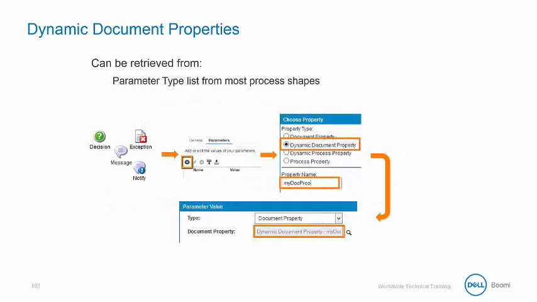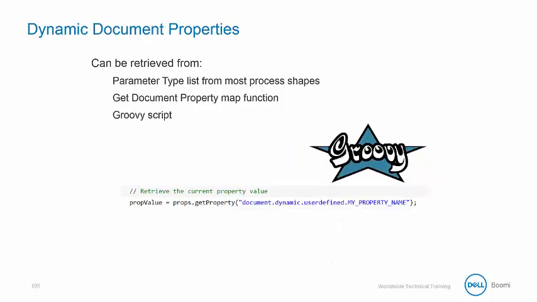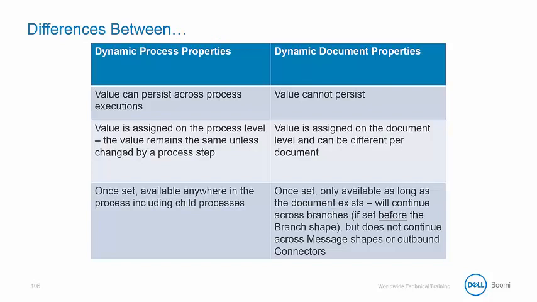To retrieve a dynamic document property, use the parameter typelist in most process shapes, or in a map via the getDocumentPropertyMap function, or with GroovyScript. We have looked at two different types of properties, so here is a chart that compares dynamic process properties with dynamic document properties.